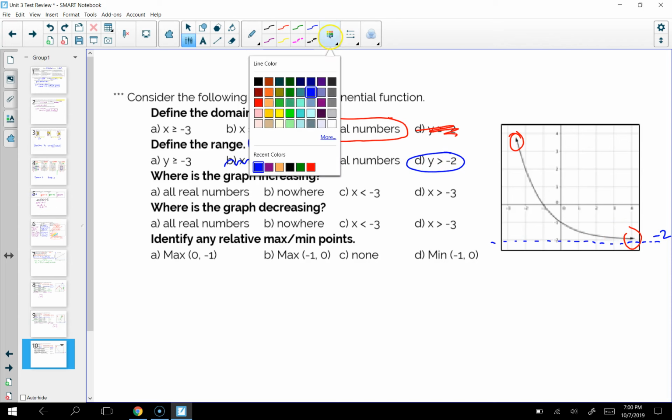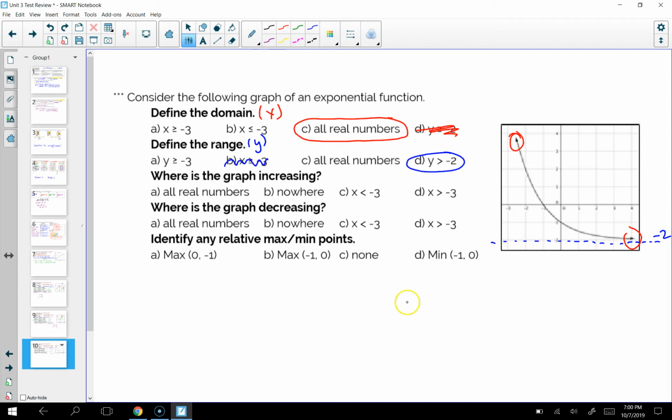Alright, where are we increasing and where are we decreasing? So here we go, Miss Similar again. As I go across this graph, what's going to happen? I am going to fall down the entire time. I'm never going to climb back up, am I? If I walk across left to right, we will always be decreasing. Always, always. So what does that mean? That means increasing does not exist. It's not going to happen. It's nowhere. And the entire thing is decreasing.